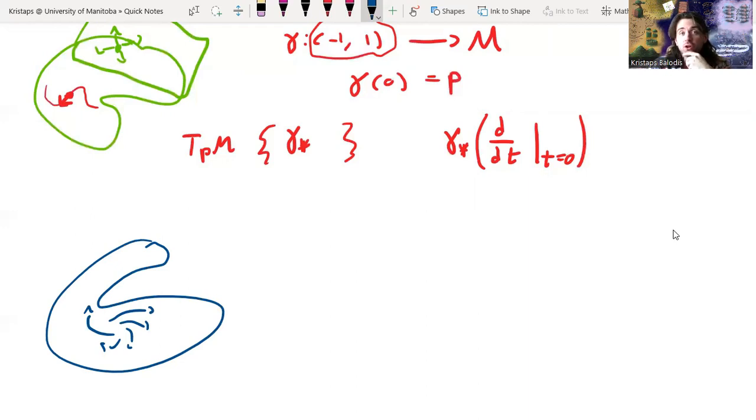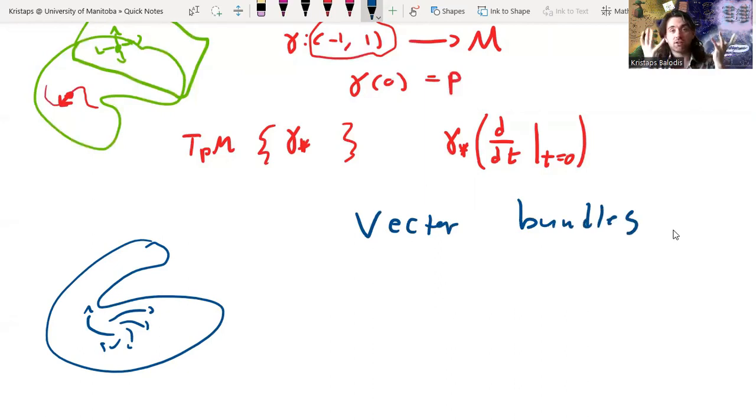So in the next video, I'm going to tell you about vector bundles. This is going to allow us to package up this information and imagine an entire field on our manifold and express its rate of change at every single point.